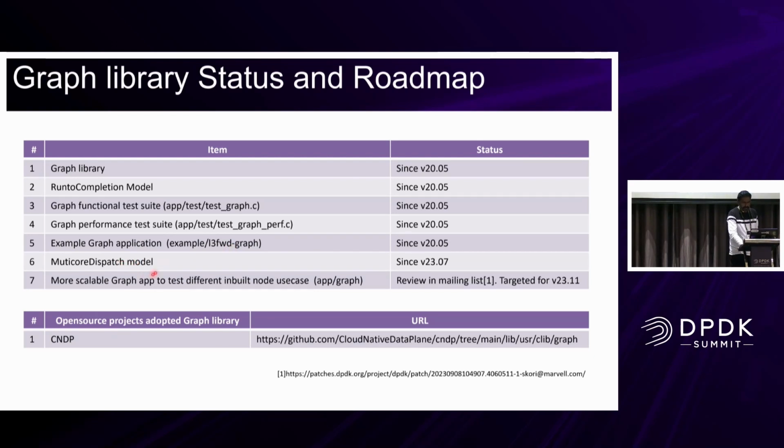The multi-core dispatch model was pushed by Intel in the last release. We are also planning to push a more scalable graph test application because we are adding new inbuilt nodes. L3 forward graph is not enough to test it. This is under review on the mailing list, and this is the ID. I also see CNDP, an open source project, adapted the graph library, and this is the link for that. The sad part is that they kind of forked DPDK, but this is the fundamental block. They are using it for all protocol processing.